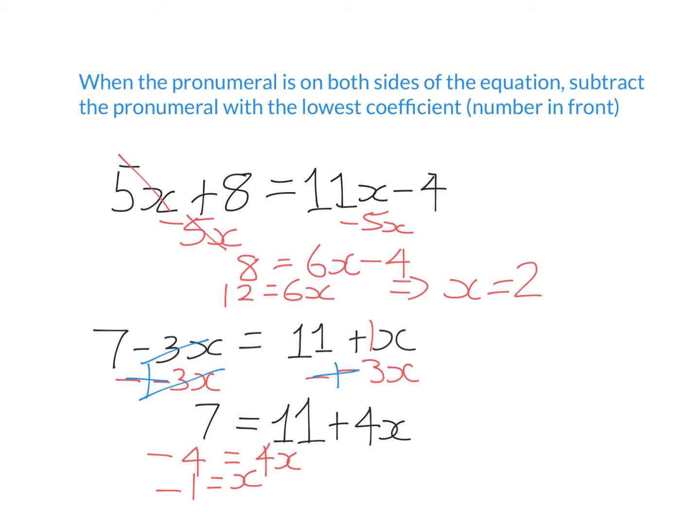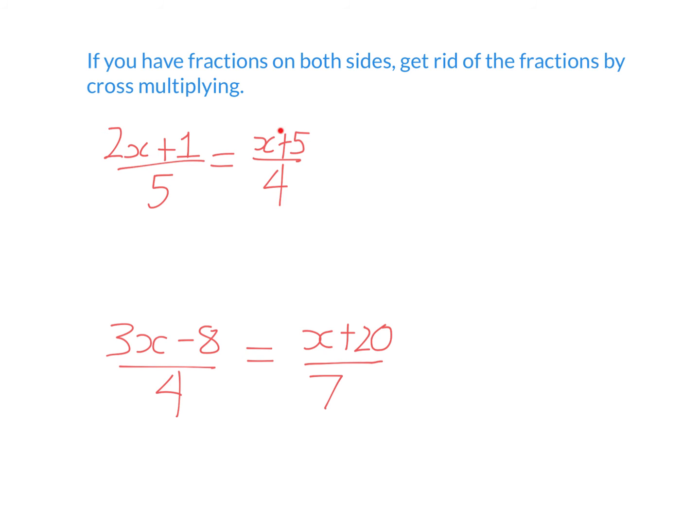Then I'm done. So the reason we're going through this is that we're now going to look at equations where the pronumerals are on both sides and there are fractions on both sides. So we're going to look at solving this equation here and this equation here. If you have fractions on both sides, before I do the step in the previous slide, I need to get rid of the fractions. Then I'm going to subtract the x with the lowest coefficient.